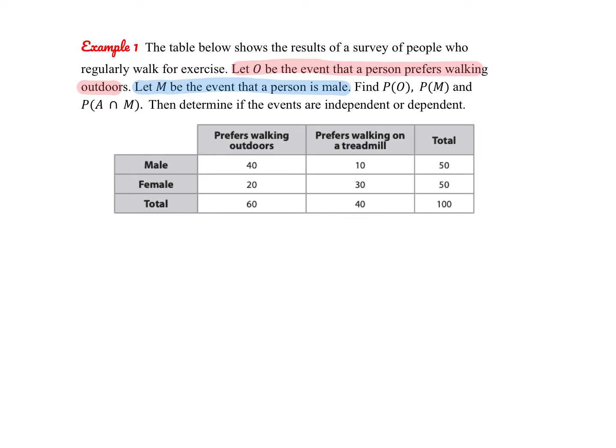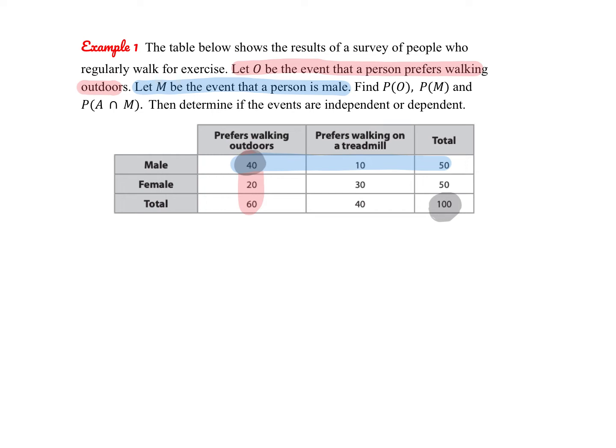So here's event O, they prefer walking outdoors. I'll highlight these in red. And event M is that they're male. And here's the intersection right here. I'll highlight it in gray. And here's the total number of people in the survey.